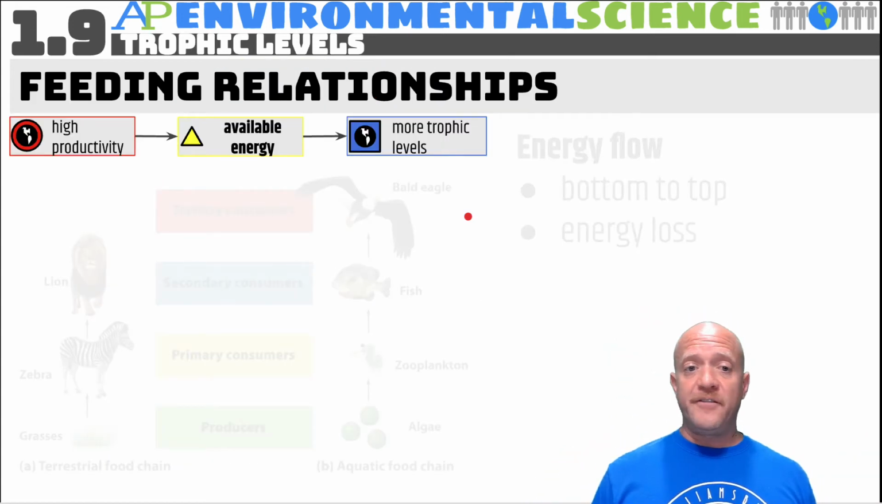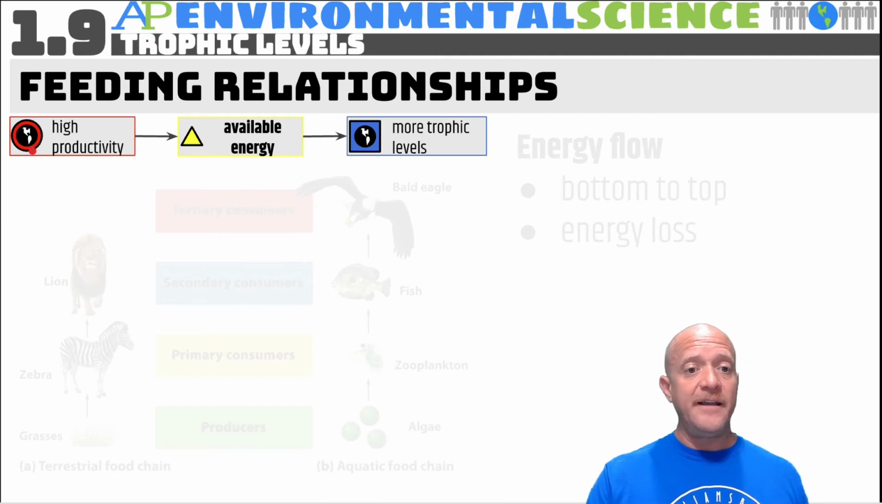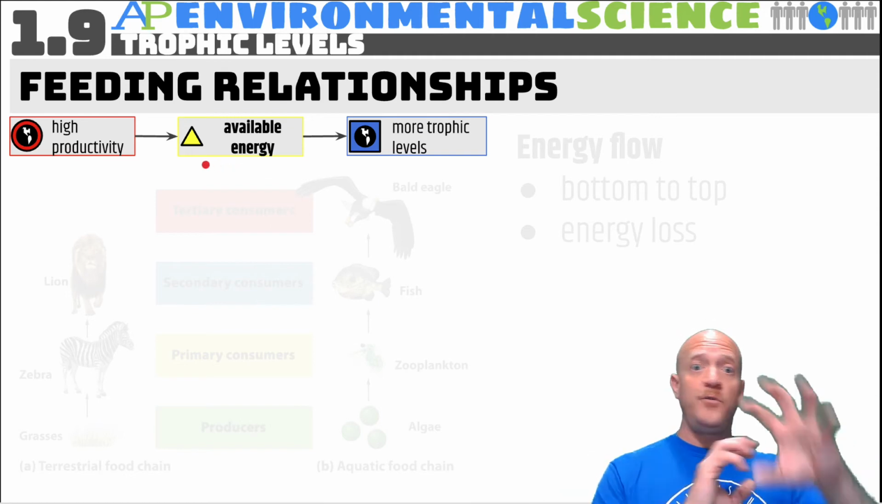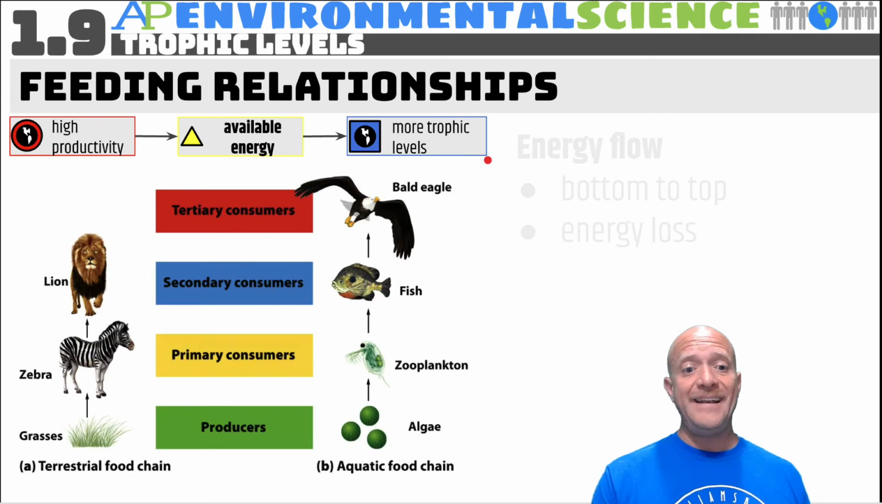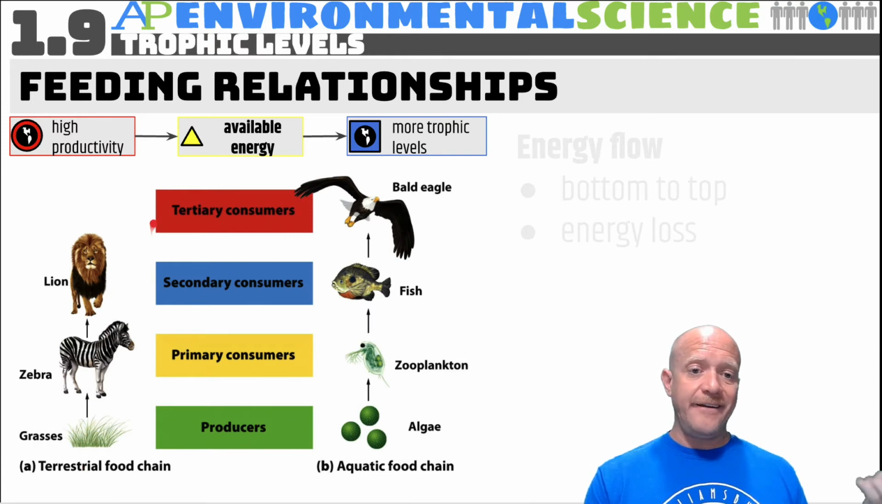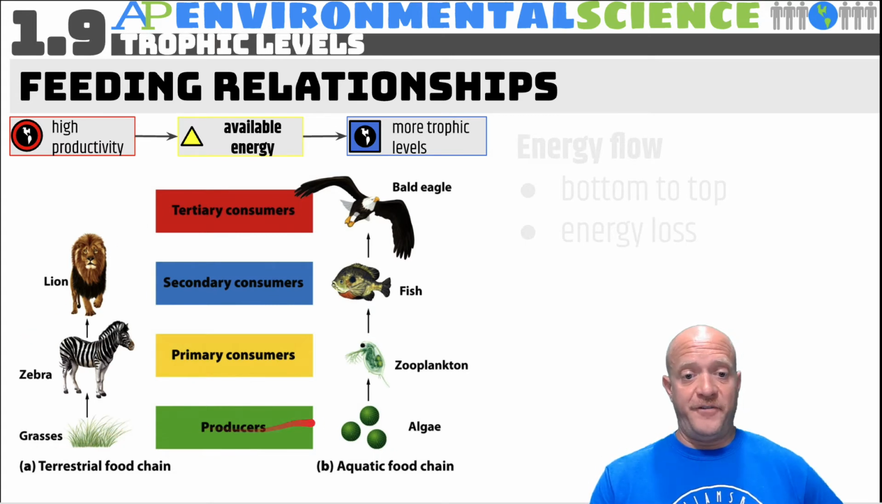So trophic levels, again, are just feeding relationships. In areas that you have high productivity, you have a lot of available energy, which means that you have more trophic levels. Again, the more photosynthesis that occurs, you're going to have more intricate food webs, and you're going to have more trophic levels. Now, terrestrial food chains and aquatic food chains, typically terrestrial food chains will have secondary or tertiary consumers. This is the first trophic level, and that is for the producers.